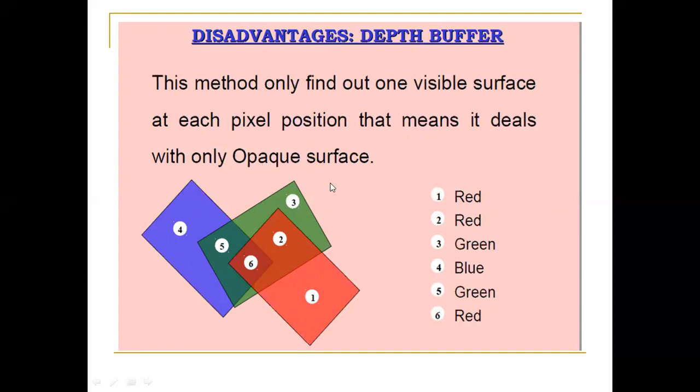So in order to work for transparent surfaces, we have one more algorithm which is called the A buffer algorithm, right? The A buffer algorithm is an advancement on the depth buffer algorithm, so that we can identify the visible surfaces in transparent objects. The A buffer algorithm is not there in your syllabus, right? Just to overcome that disadvantage of depth buffer, the algorithm which is used is called the A buffer algorithm.